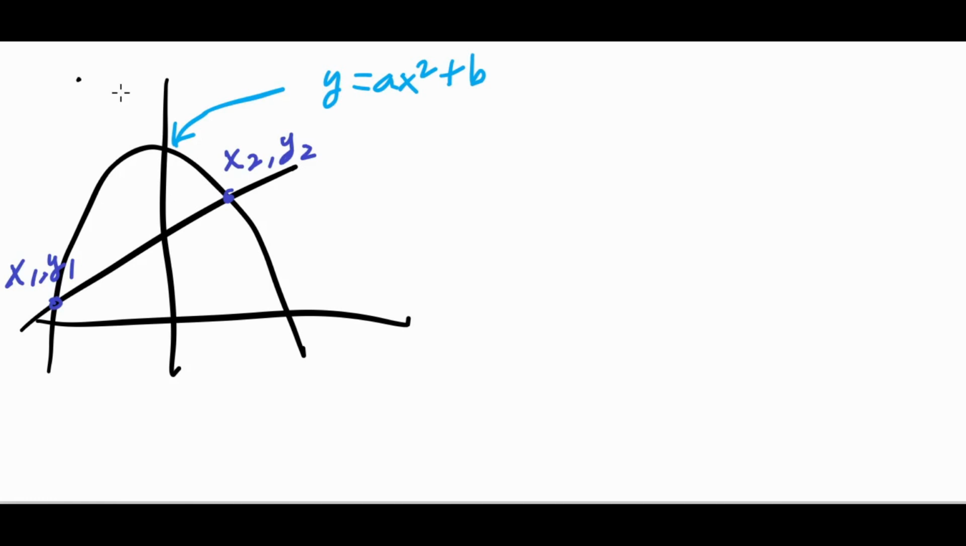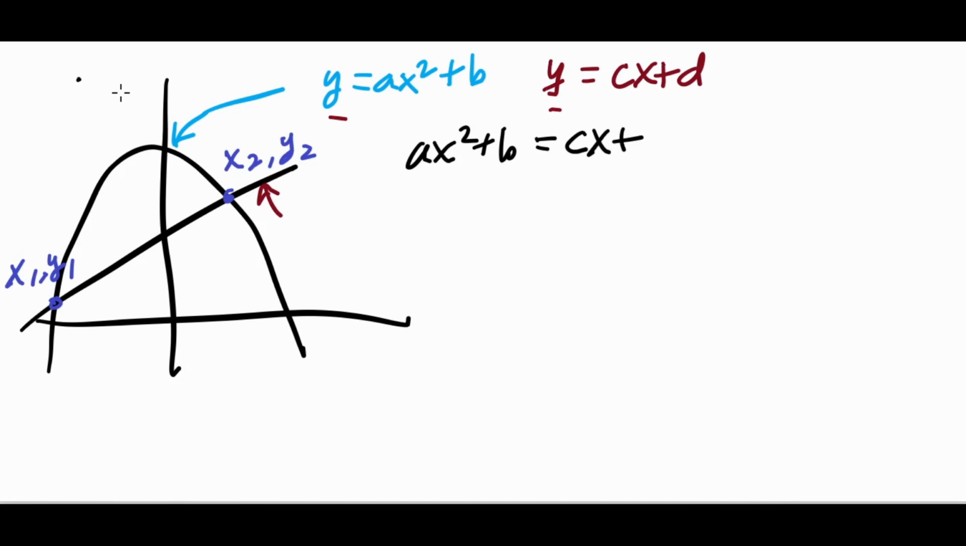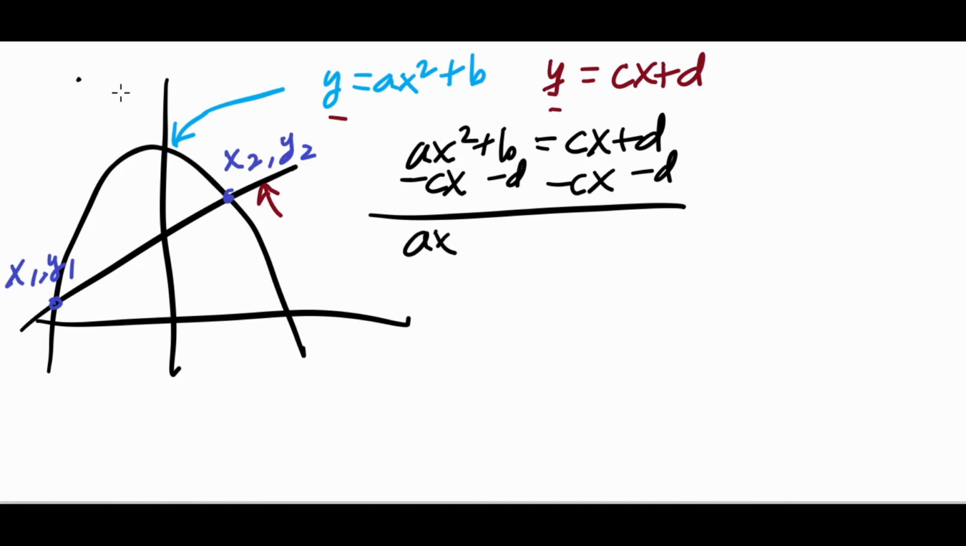And the line, y is equal to cx plus d. So if both of those are equal to y, then they must be equal to each other. So ax squared plus b must equal cx plus d. Just like before, with real numbers, we bring the cx over to the other side, we bring the d over to the other side. You're left with ax squared minus cx plus b minus d is equal to 0.